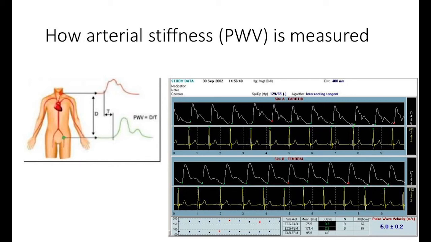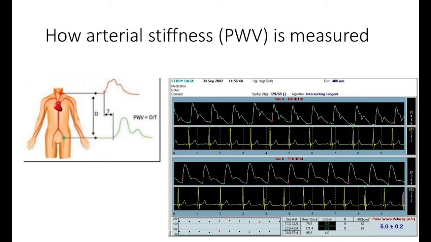So what you see here is the carotid and the femoral. Here are the waveforms here with the tonometer planted over the artery itself. And for timing purposes, this is a standard limb lead 2 EKG. And what software does is it measures the time elapsed between the tip of the QRS and the foot of the wave.